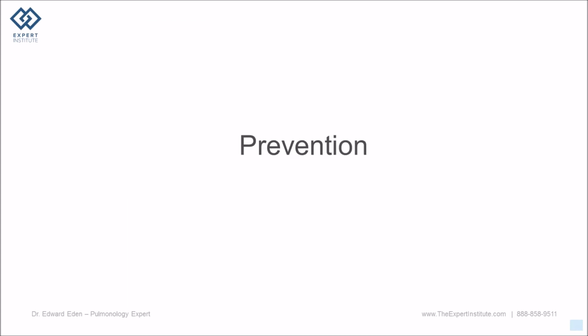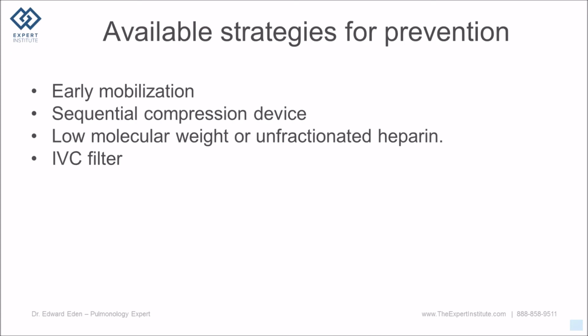Prevention. Next slide. Early mobilization. Early mobilization is very important after surgery and even after a pulmonary embolism. Early mobilization is not contraindicated. Sequential compression device, there are a variety of them. I'll show you in a moment. We've discussed low molecular weight or unfractionated heparin, which is written for and given during admission unless there's a contraindication, and occasionally an IVC filter. Next slide.